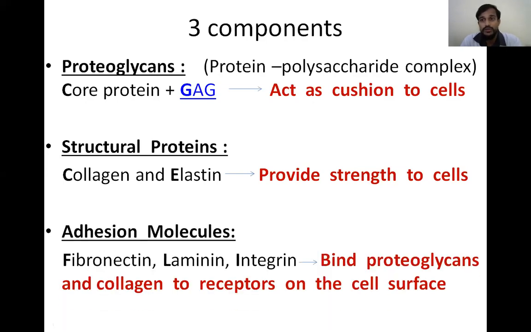The adhesion molecules, that is fibronectin, laminin and integrin. So these molecules bind the two components, that is proteoglycans and structural proteins, that is collagen and elastin, to the cell. That means to the receptors of the cell. So these are the three components of extracellular matrix. The first two, their functions are cushion and providing strength, and the adhesive molecules will connect the first two components to the cell surface through receptors.